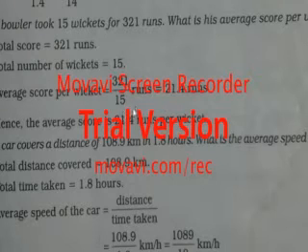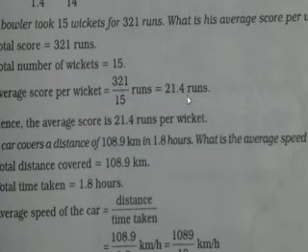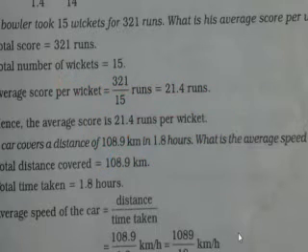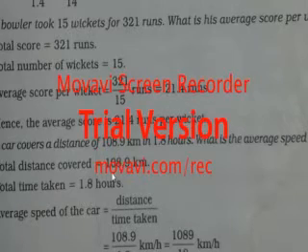So while dividing, if you see, 15 2 is 30. Now 2 remains and 1 comes. Okay, so 15 1 is 15. Then what happens? 6 remains. So we will keep the point, then it will become 60, and 15 4 is 60. You can do it orally also, or you can show the multiplication on the side also. So it becomes 21.4 runs per wicket. So at last, it has been written, hence the average score is 21.4 runs per wicket.